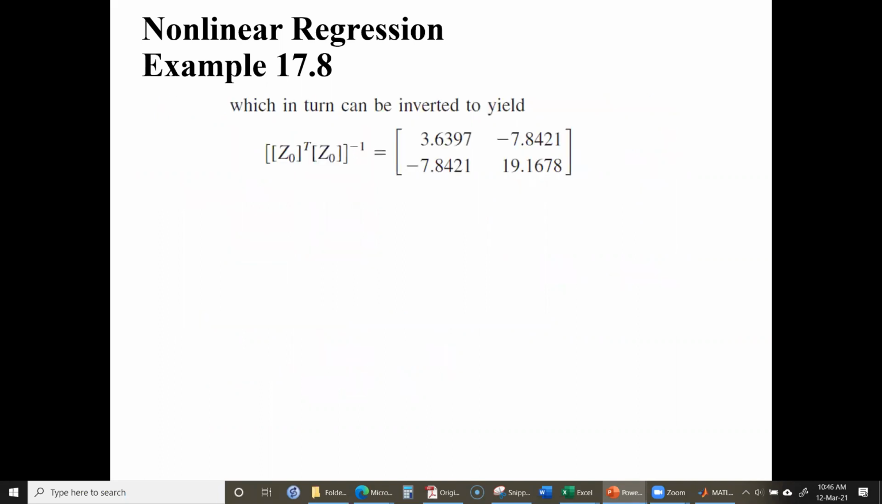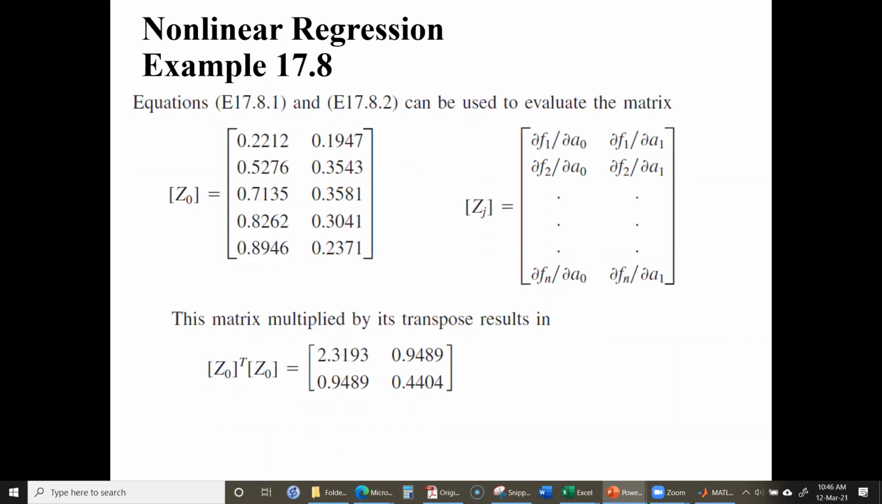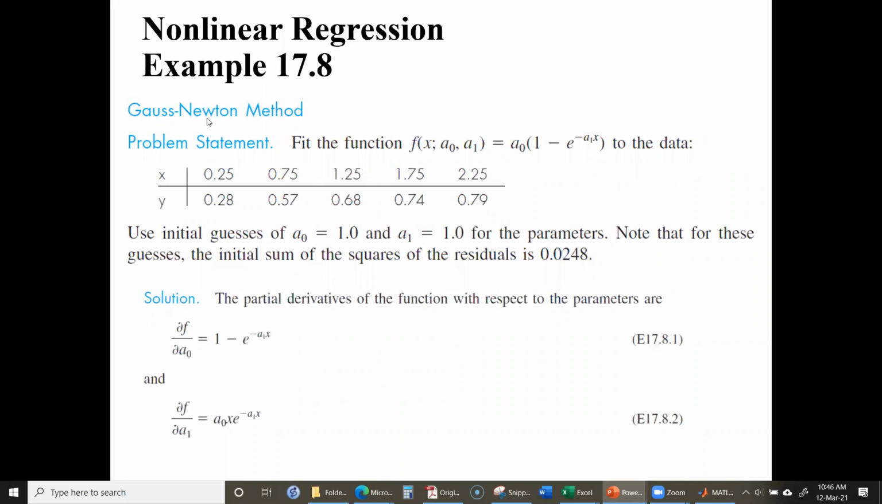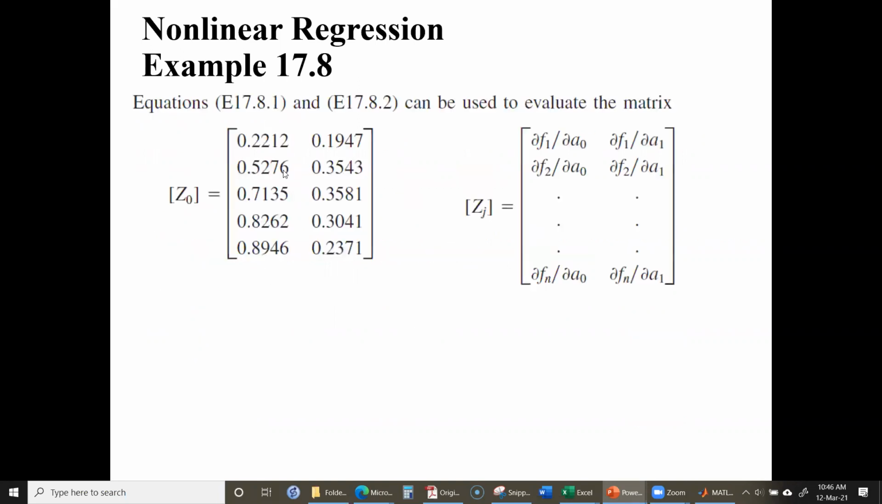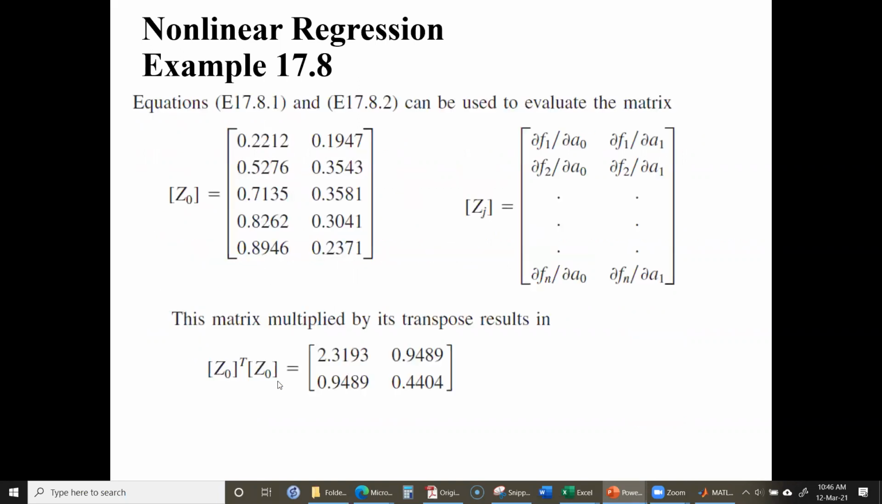The question: why do we transpose and multiply it back? What does this matrix as a parameter mean to us? We are following the algorithm of the Gauss-Newton method. We are following the steps of the Gauss-Newton method, and the purpose is to refine these values of A0 and A1 so that it can fit very well.